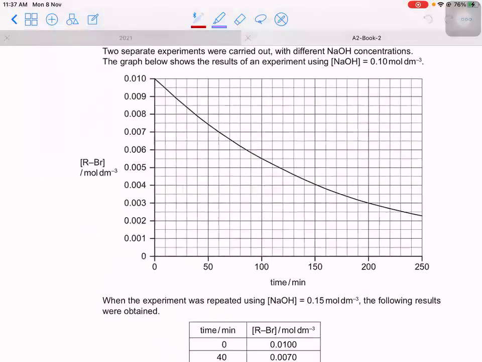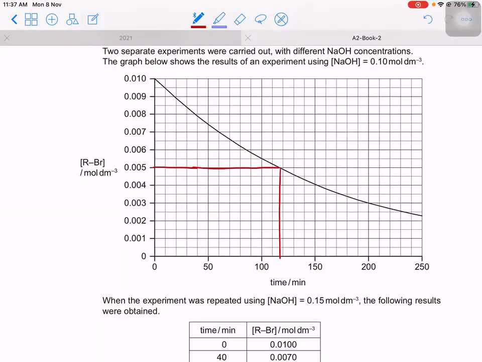Let's see this. For example, if they ask you, find the order with respect to the concentration of this. They've given you the graph. They're asking you to find the order with respect to this reactant. What will we do? It is a concentration time graph. We will find the half-lives. So you have the initial concentration, which is 0.01. What will be the half of this value? So 0.05, that is your half.